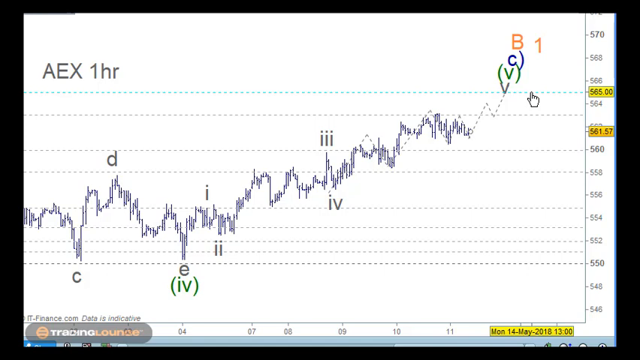So this is a nice place for the market to fail at. If this market drops below this number here, the 560, then we know that I've made a mistake, and we'll have a top in place at that point. But otherwise, we can just look at this ready to move up into the next level there.